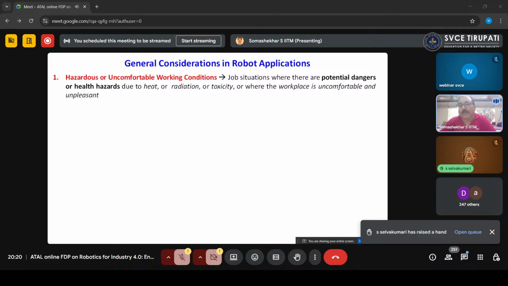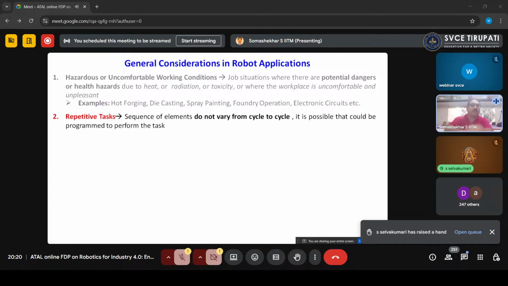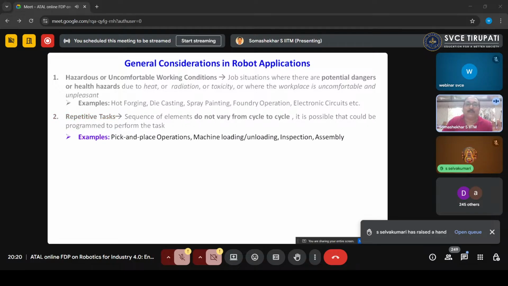For example, breadboard manufacturing, circuit soldering. These are very dangerous to human health. Examples: hot forging, die casting, spray coating, foundry operation, electronic circuits. Then repetitive tasks: the sequence of elements does not vary from cycle to cycle, so it is possible that it could be programmed to perform the task. Humans are not suitable for repetitive tasks. For example, continuous pick and place is not possible by humans. Machine loading and unloading is continuously difficult. Inspection of components continuously is very difficult for humans.